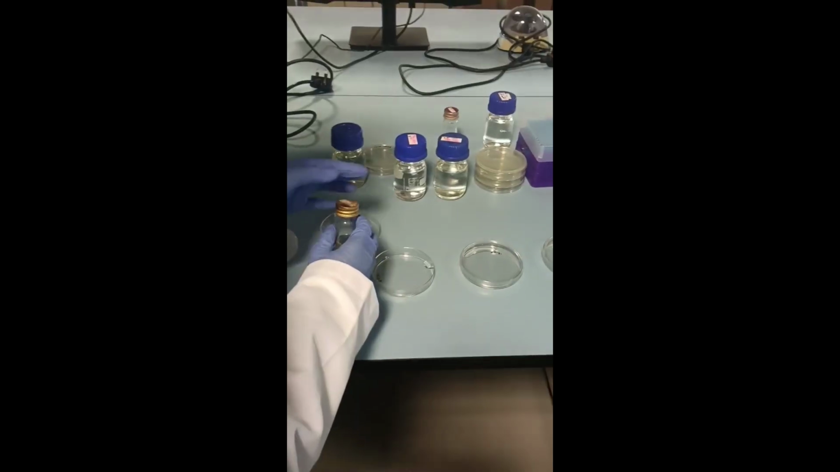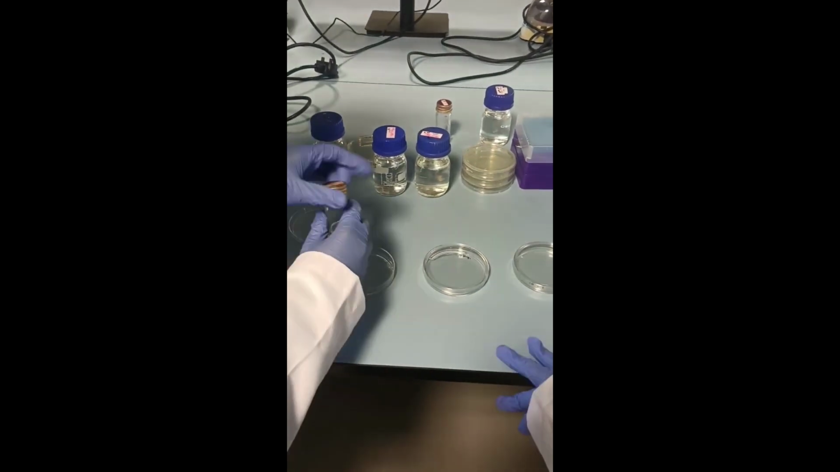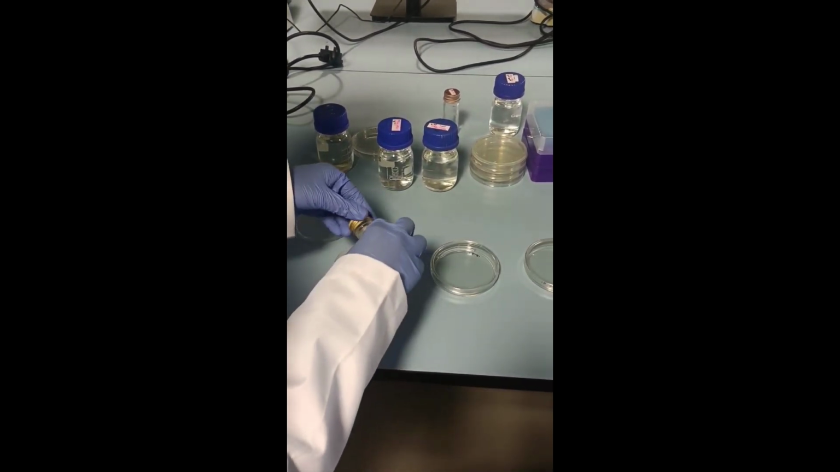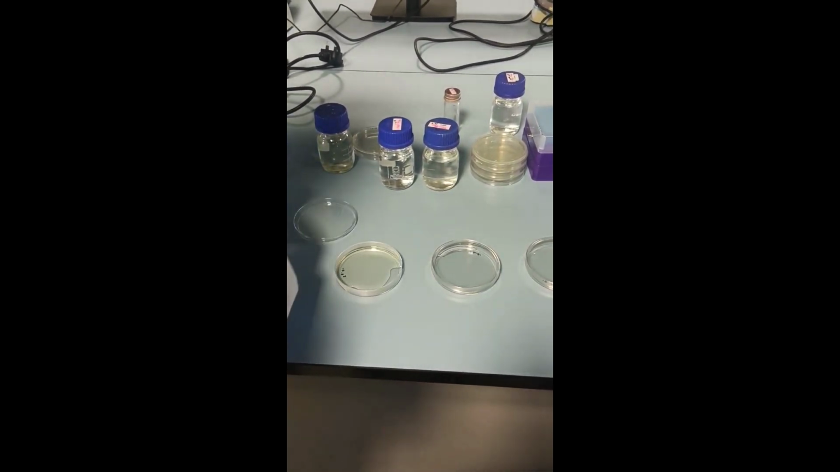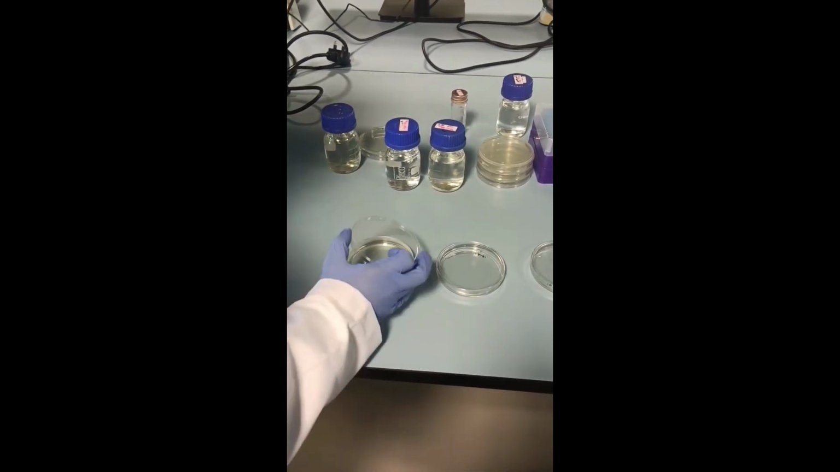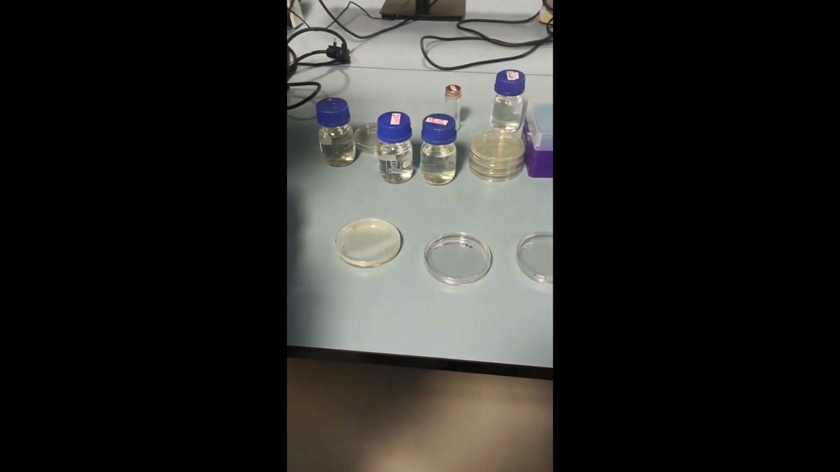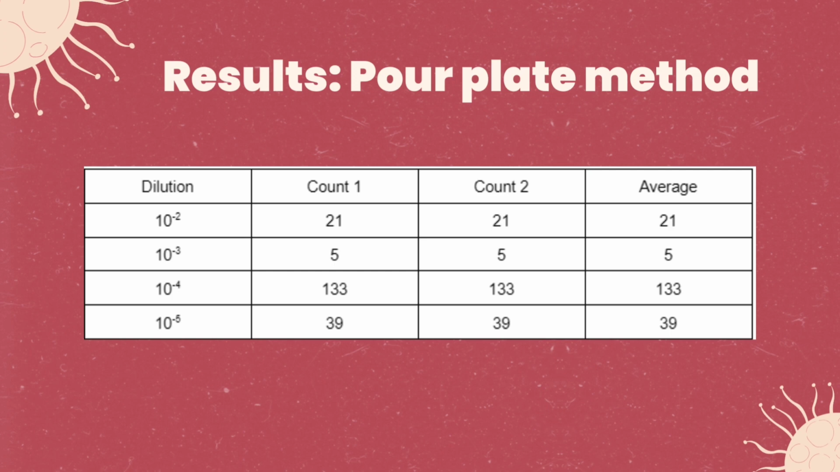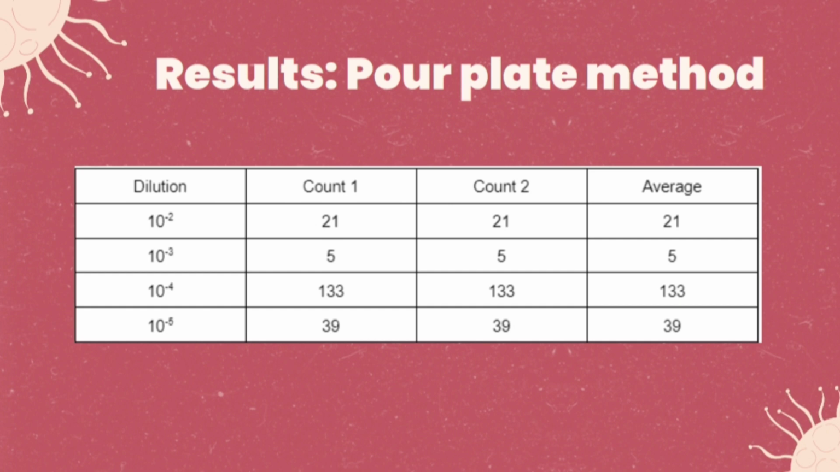After that, aseptically pour a tube of melted agar into each petri plate to which we have already added a dilution of the sample. Swirl the plate to mix the sample with the agar and then incubate the inverted plate at 30 degrees Celsius. After incubation, count the colonies on each plate. At the end of the experiment, after the incubation, the number of bacteria in the sample was counted.